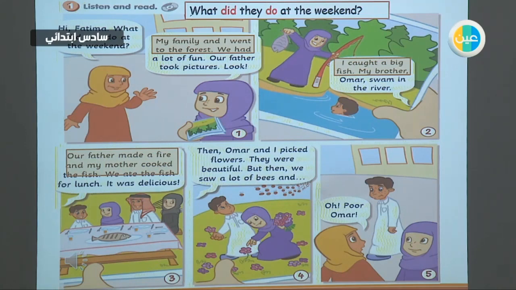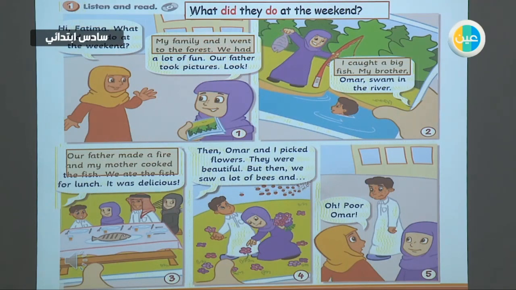Okay, again, what did they do at the weekend? Here, Fatma is describing what happened to her and her family at the weekend. Where did they go? Here, when we see the auxiliary did, the event is in the past. Here, we are asking about something that happened in the past. Okay, where did they go? They went to the forest. You see the forest? They went to the forest.